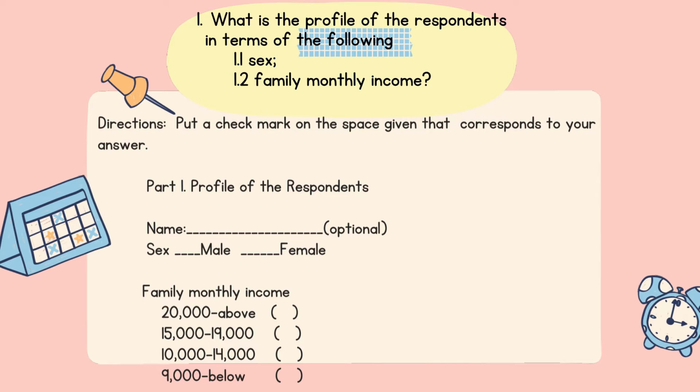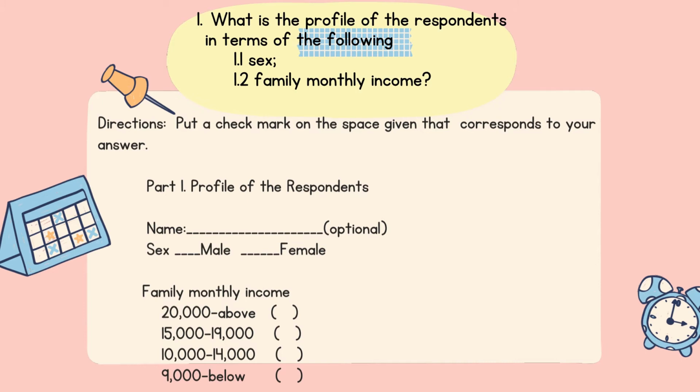In our case, the direction given is: put a check mark on the space given that corresponds to your answer. Then include part 1, write the title, which is Profile of the Respondents. Then, though the name is not included in the research questions or the statement of the problem, you can still include it and write optional. Then, write sex and provide options such as male and female. Make sure to provide space where the respondents will write their answer.